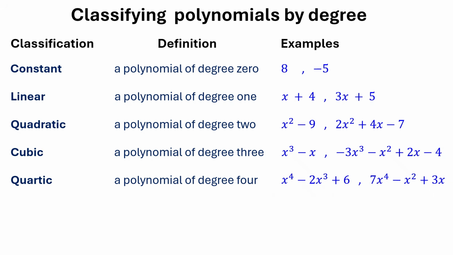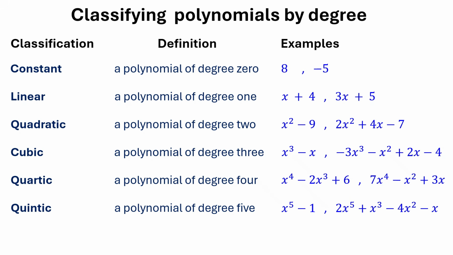A polynomial of degree 4 is called a quartic polynomial. Here the highest exponent is 4, which makes them quartic polynomials. And a polynomial of degree 5 is called a quintic polynomial. In both examples, the highest exponent is 5. So both are quintic polynomials.